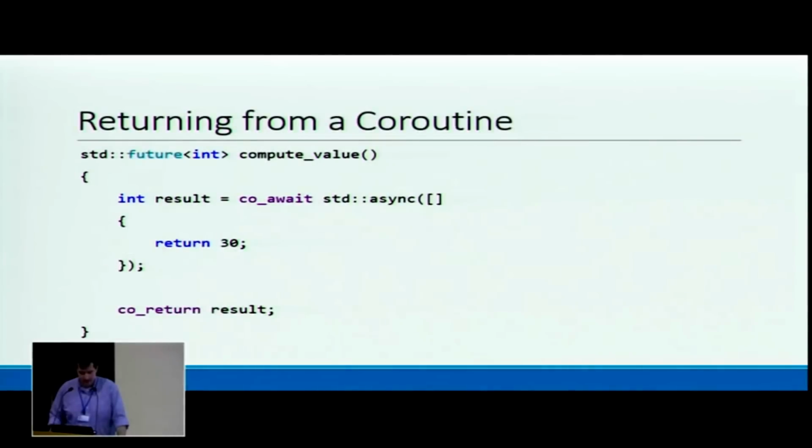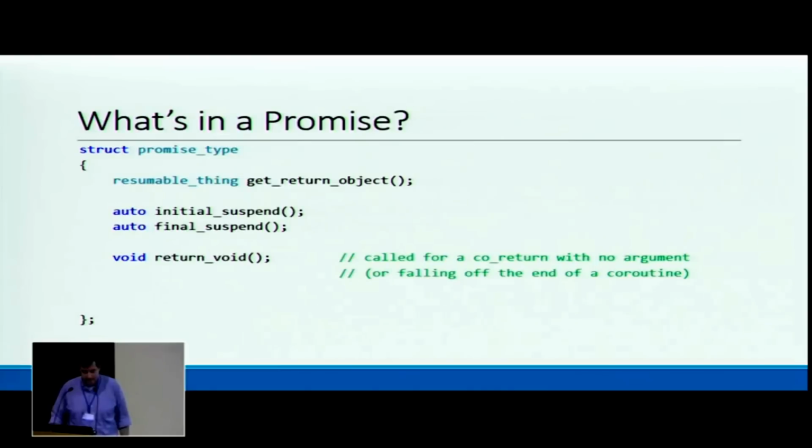So back to our compute value example. First off, why is it a co-return instead of a return? And the second interesting thing here is result is of type int, but this function returns a future of int. There's no implicit conversion. You can't assign an int to a future of int. So there's some magic going on here. And the magic is inside of that promise type.